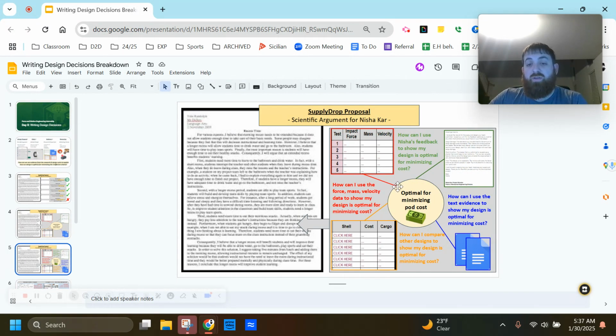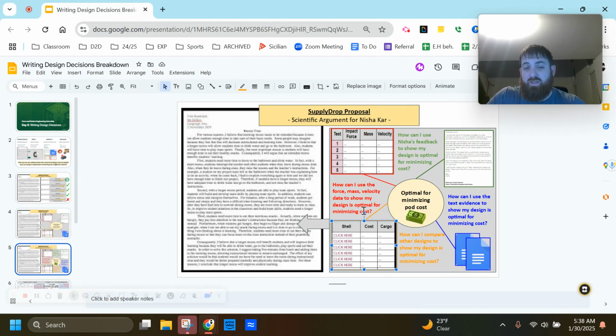So we have to ask ourselves, how are we going to use NISHA's feedback to show your design's optimal? And for one of the examples, we can talk about how it's optimal for minimizing pod cost. Same with our articles. How can we use text evidence to show it's optimal for doing something like minimizing pod cost? Our drop data, how can we use that to show it's best for minimizing pod cost? And our criteria data, how can we show that as well?